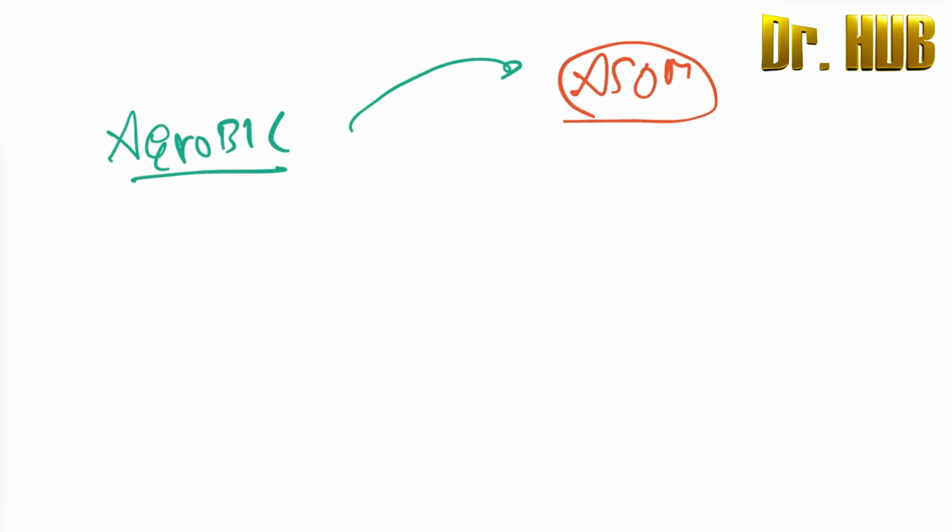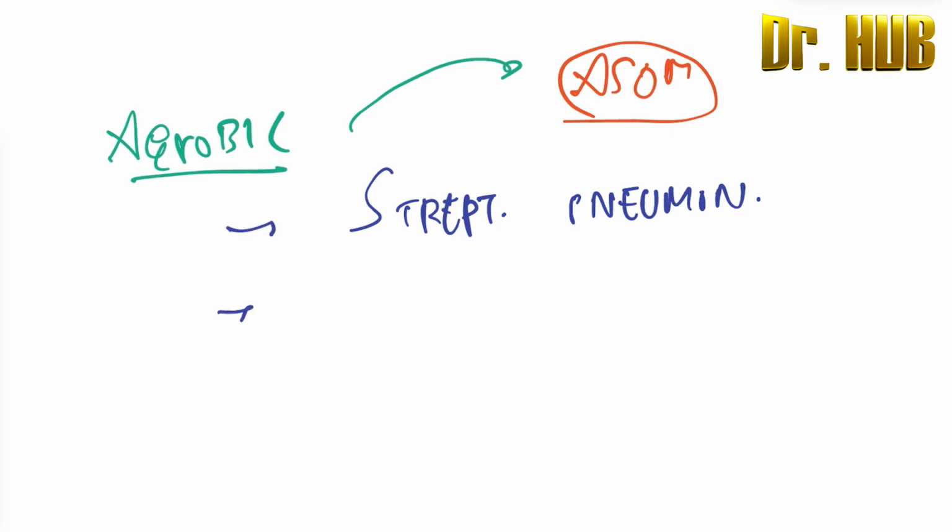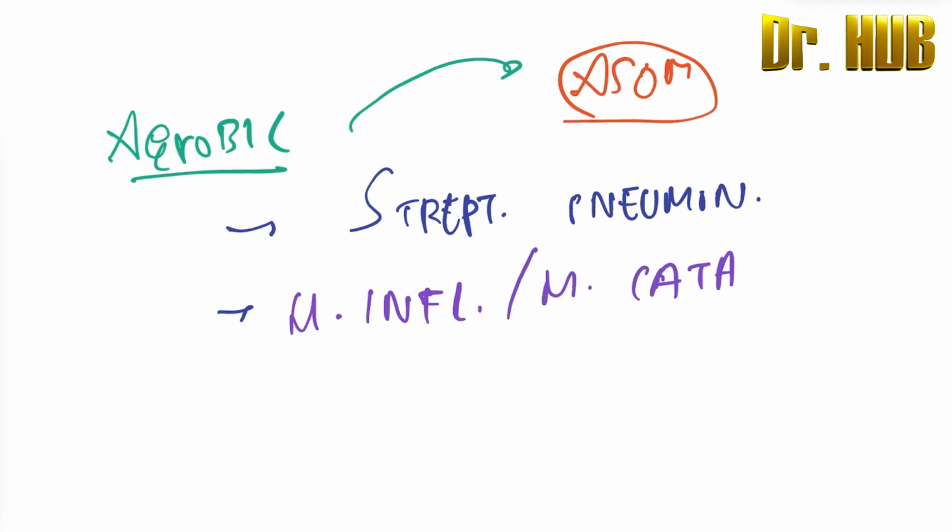So aerobic organisms in the ASOM include Streptococcus pneumoniae. Next is the H. influenzae. Then comes the M. catarrhalis. Next is the Streptococcus pyogenes and the Staph aureus.